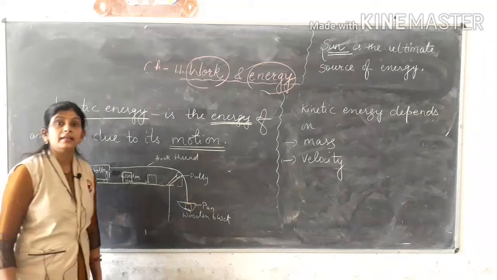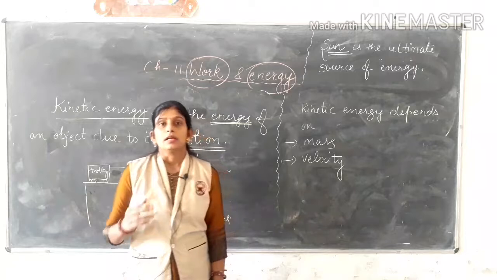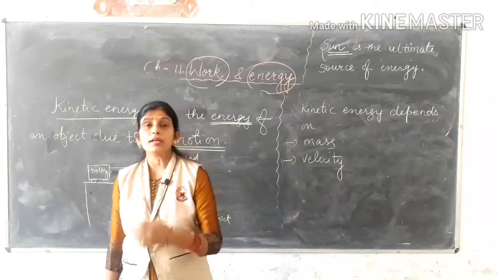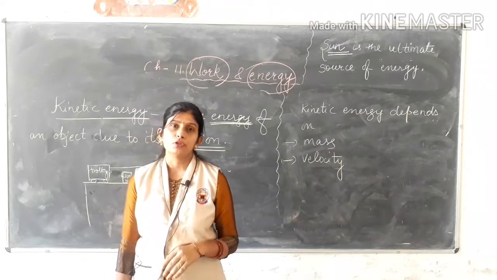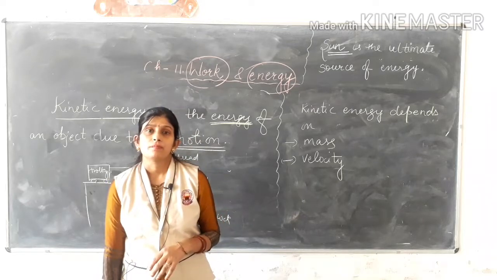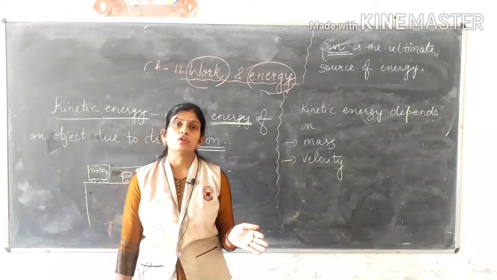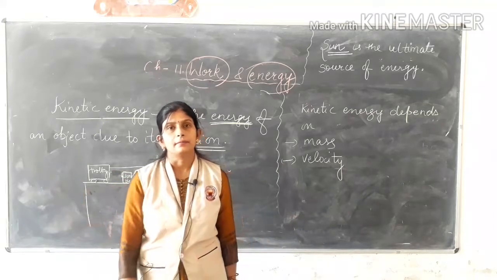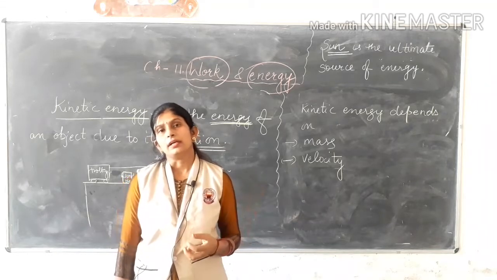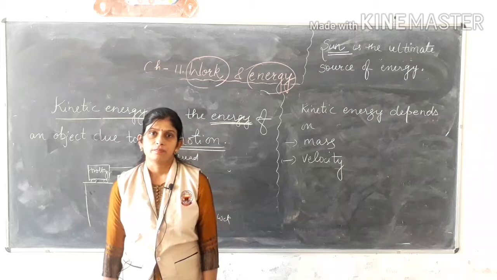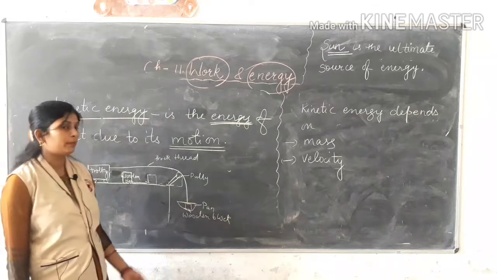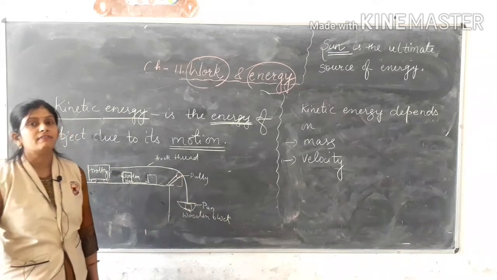You can take any other example also, like if a bullet is fired from a gun, then that bullet has a great velocity. Due to that velocity, it has more kinetic energy as compared to a stone which is thrown by our hand. In that case, the stone has less velocity, so it has less kinetic energy. So by these two examples, we can conclude that kinetic energy depends on mass and velocity.